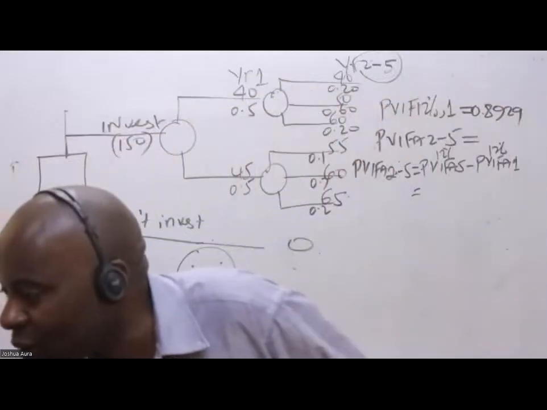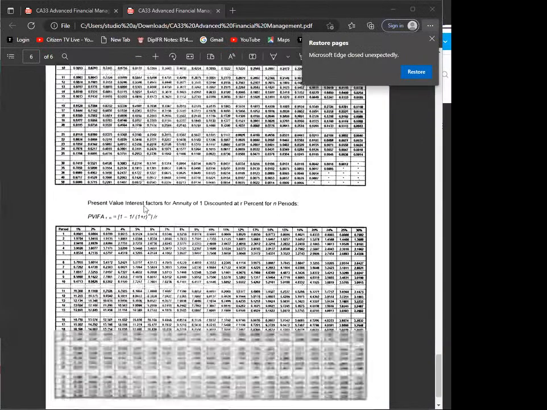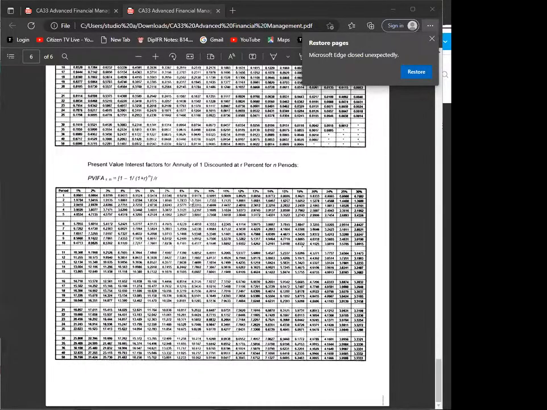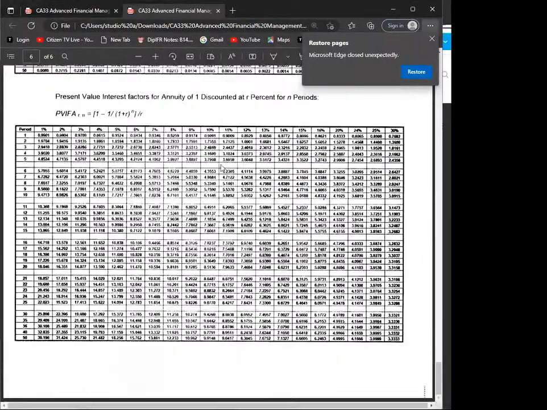So I'll come to my table here. PV-FA 5, remember it's now annuity. So 12%, 5 is 3.6048. Minus PV-FA 1. PV-FA 1 at 12% is here, 0.8929. So could you kindly, ladies and gentlemen, in this case here, give me the net?